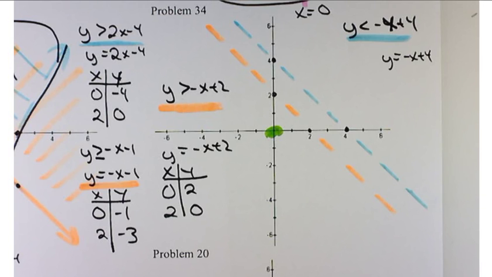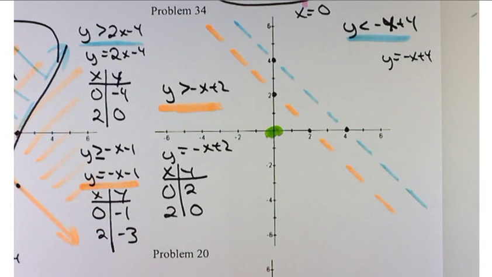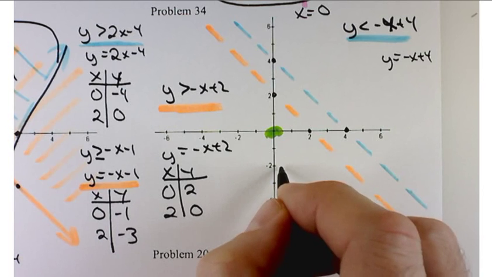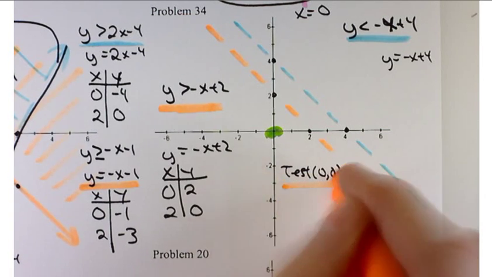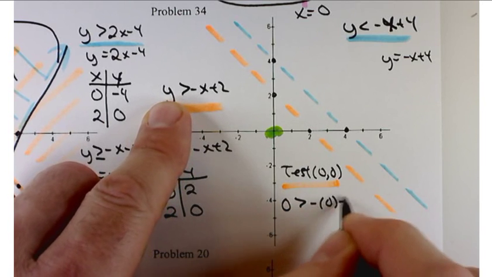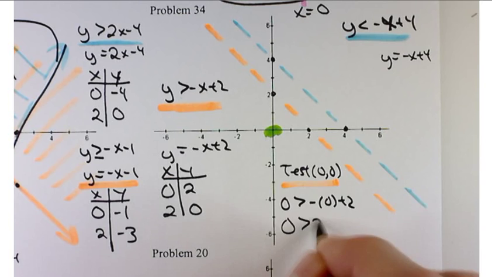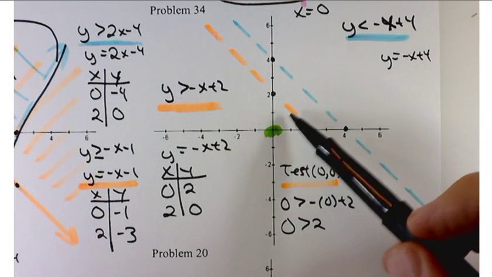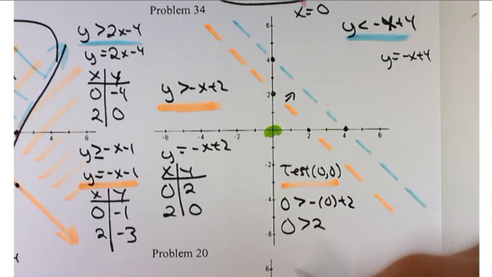So let's start by testing it in this first inequality. So we'll test (0, 0). We're going to test that in the orange inequality. Is 0 greater than negative 0 plus 2? Is 0 greater than 2? That's false. Well, this is below here. You want to shade above. I'll tell you what, this is what we're going to do. I'm just going to write a little arrow here for the moment to remind myself that I'm shading above this line.